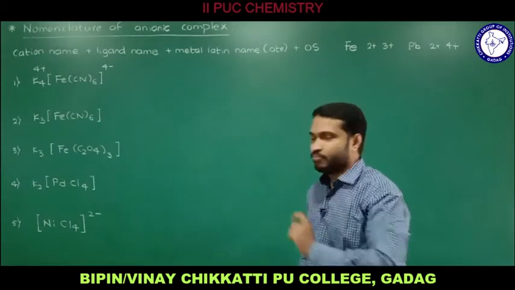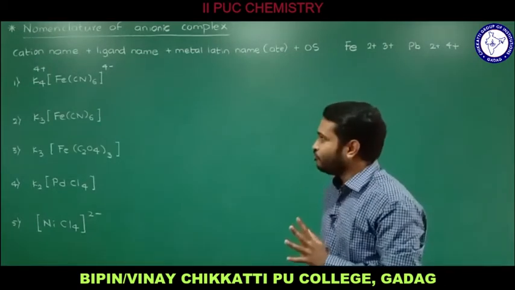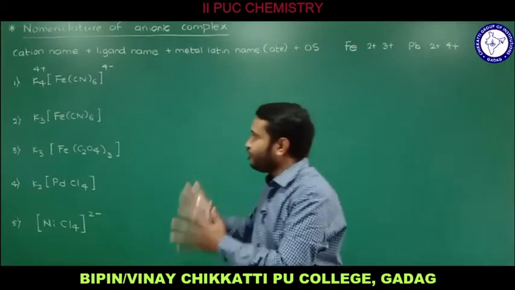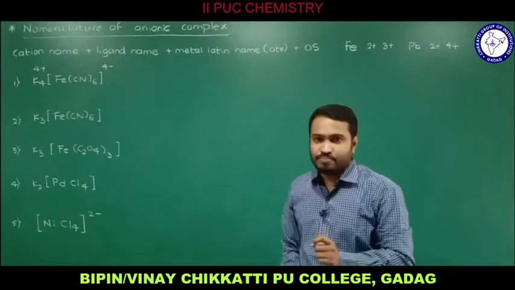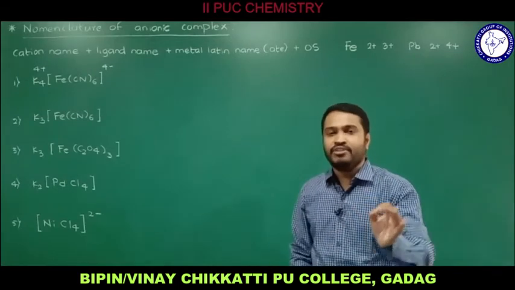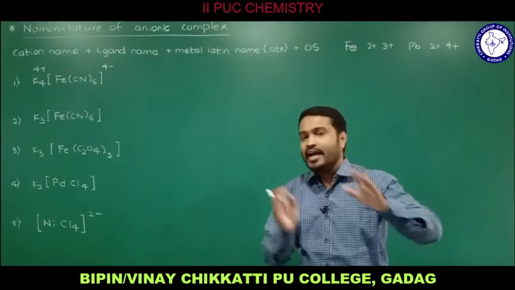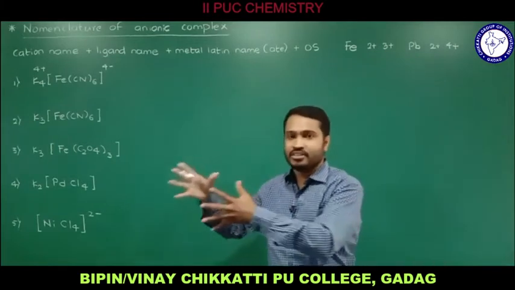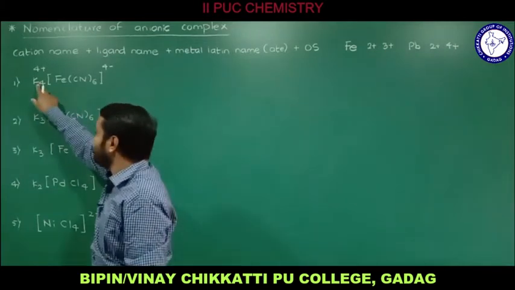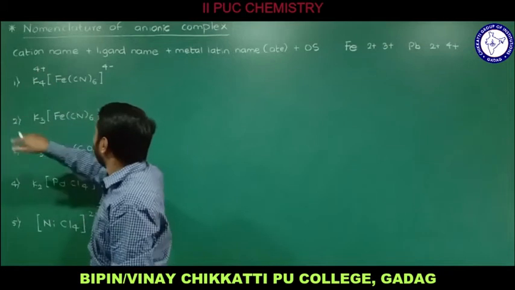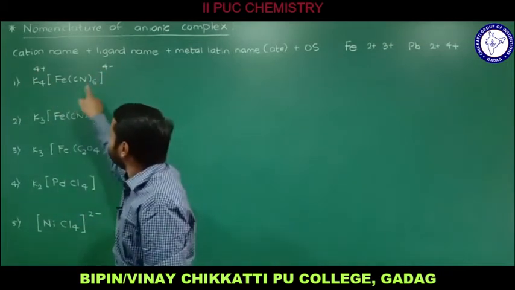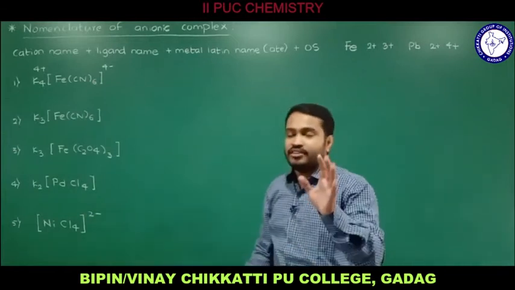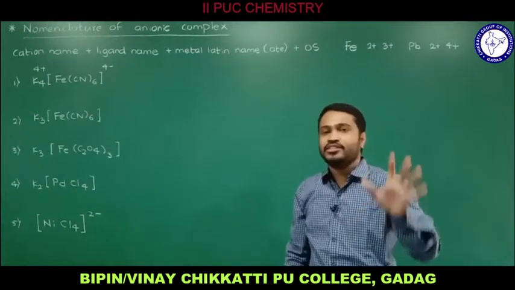So the first example I considered is a well known example of a coordination compound, K4[Fe(CN)6]. Now we'll write the name of this compound, and first you need to identify whether it is cationic or anionic. For cationic, the method is different; for anionic, the method is different. Since it is potassium, 1 plus, 4 of them gives 4 plus, the charge of the complex will be 4 minus. Since the complex is negatively charged, this is an anionic complex.